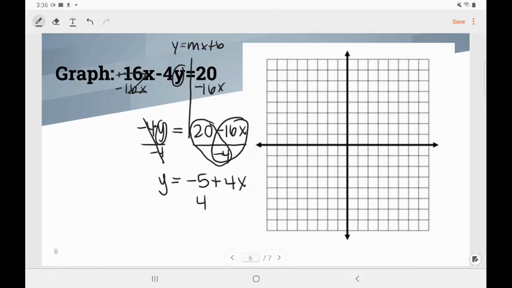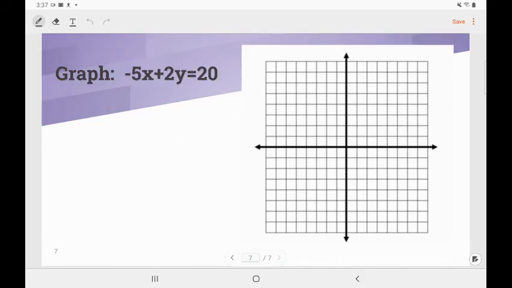I'm going to rewrite it so it's in slope-intercept form. My 4x minus 5. That means my m is 4 over 1, and my starting point is at negative 5. So down 5, 1, 2, 3, 4, 5. Plot my point. My directions to my next point are up 1, 2, 3, 4, and over 1.